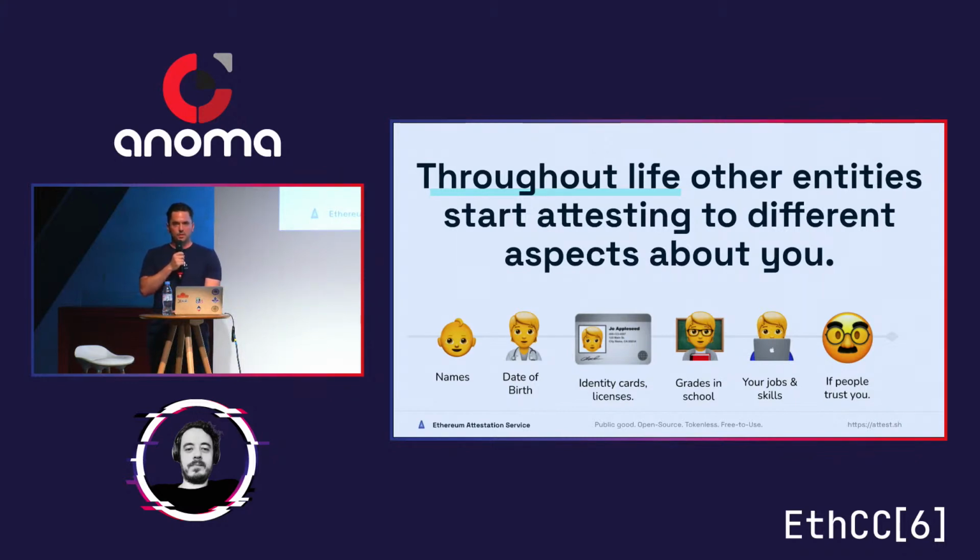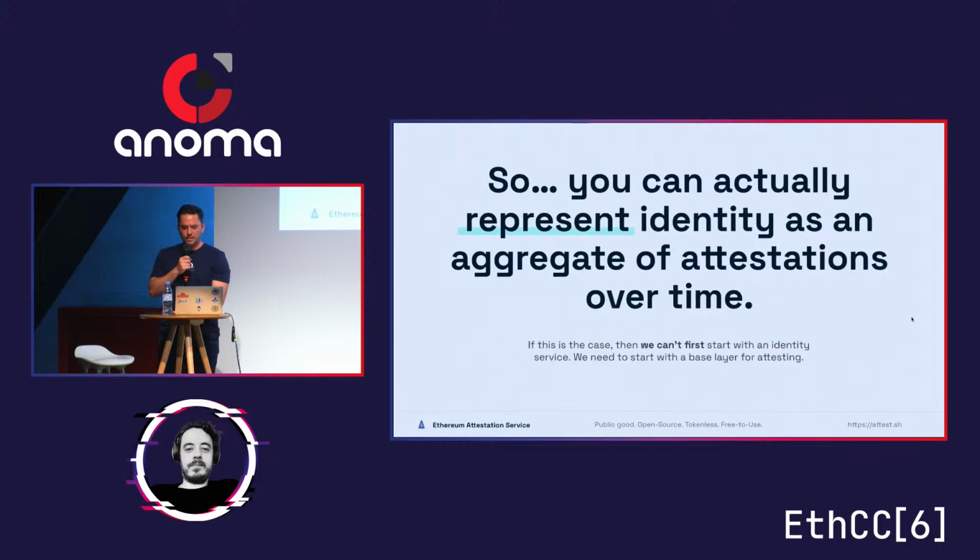You finally get a job. Your employer attests to your employment, to your skills, and then you attest to people that you trust. You might give referrals to people like, hey, I trust this plumber for these reasons, or I like this restaurant for these reasons. And so identity is extremely complex and nuanced. What we realize is you can actually represent identity as an aggregate of these attestations over time, but you can't first start with an identity service or protocol because of how nuanced and complex identity is. We first need to start with a base layer where any entity can attest about anything.